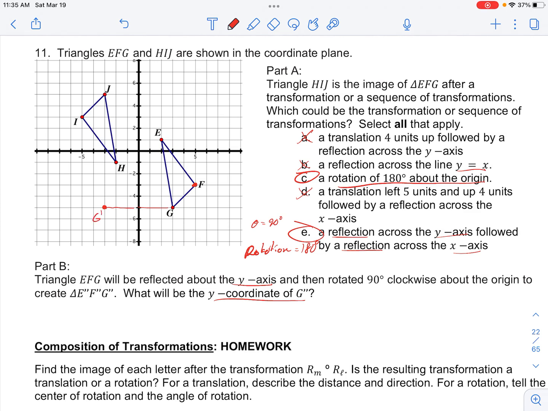This is G prime. And then we rotate it 90 degrees clockwise, so going in this direction, clockwise. So we come out 5 and down 3. So it would actually map to point I on this triangle. So this would be G double prime. So the y-coordinate of G double prime we know would be 3.